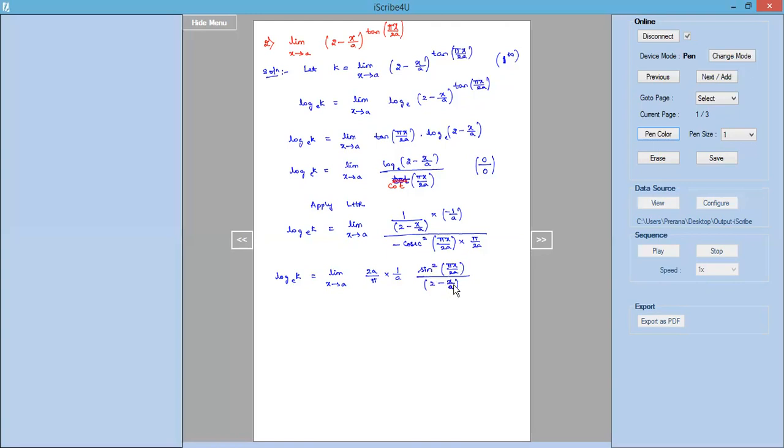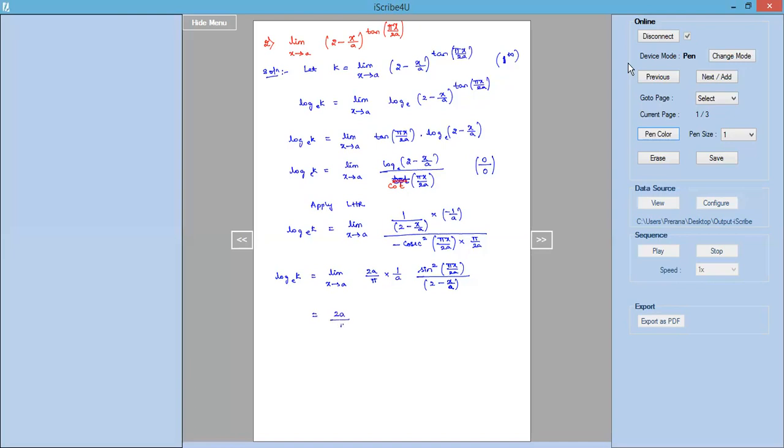Now we can check the limit. It is of what form? Either we get an indeterminate form or we get a real value. Let's check that. As x tends to a, the numerator will be sine square 90 degree, pi by 2. Sine square 90. Sine 90 is 1. So we have 1 square, which is 1. The denominator will be 2 minus 1. A by a will be 1. So we get a real value. Let us obtain that real value by substituting the limit as x tends to a.